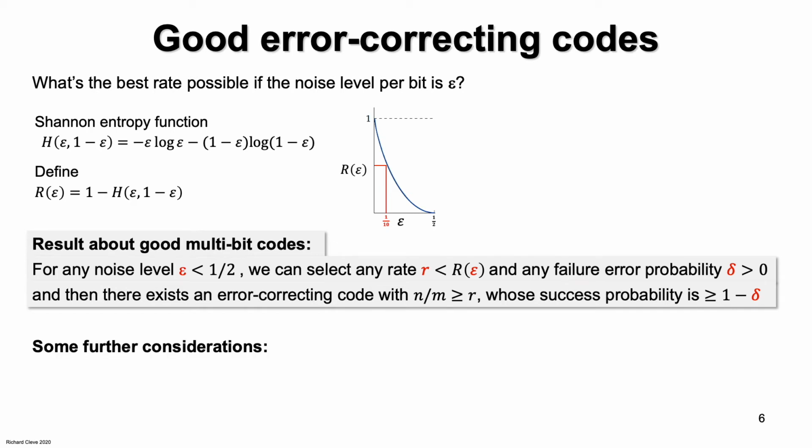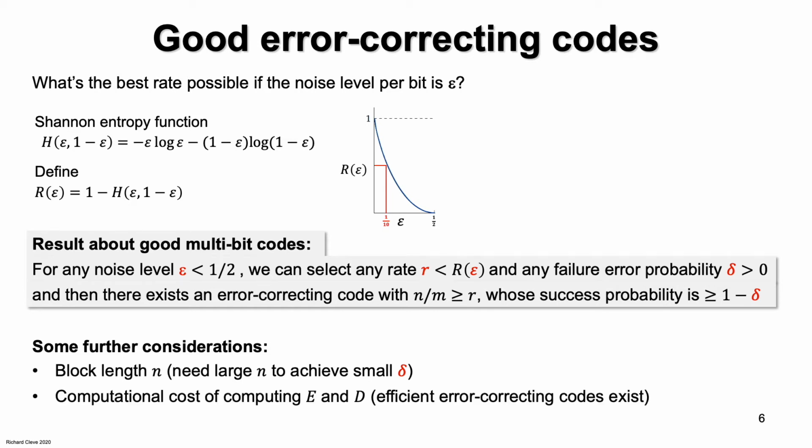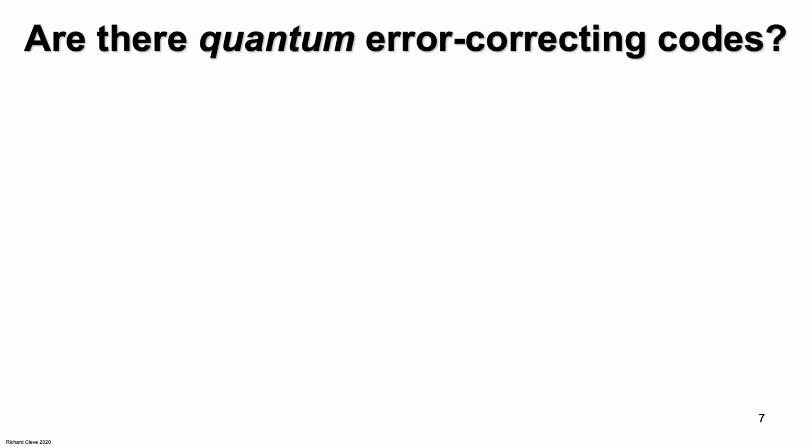There are additional considerations that I'd like to mention, even though I won't go into the details. One is the block length n. The smaller delta is, the larger n has to be. Another is the computational cost of computing E and D. The bottom line is that there are codes for which this can be done efficiently. Okay, so that was a very brief overview of error correcting codes for classical information.